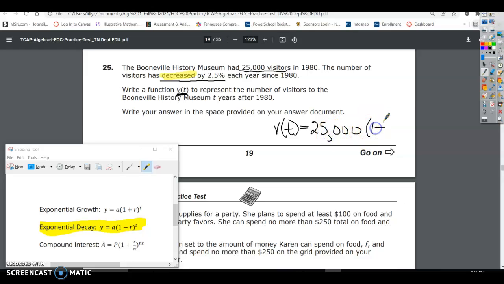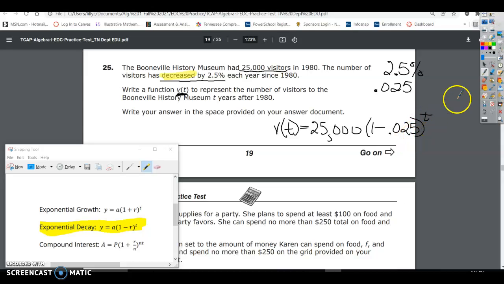And 1 minus our interest rate. So we have an interest rate of 2.5%. You can write that as a decimal by moving the decimal 2 places, so 0.025. Moved it from here to here, and that's 2 decimal places. So I'm going to do 1 minus 0.025, to the t power.